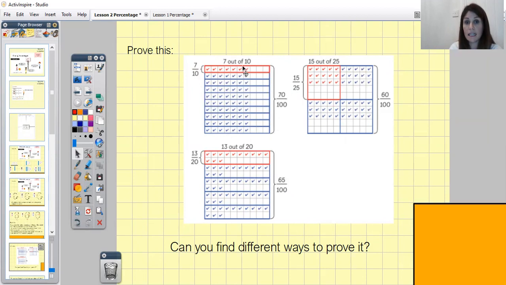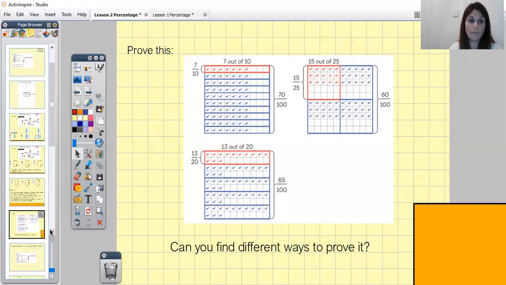So I can clearly see that I have got 7 tenths, yeah, 15 over 25 and 13 over 20. I'm showing different ways that I can see it. Okay, so can you find different ways to prove it yourself? You might have a really, really nice way of proving that one for me.